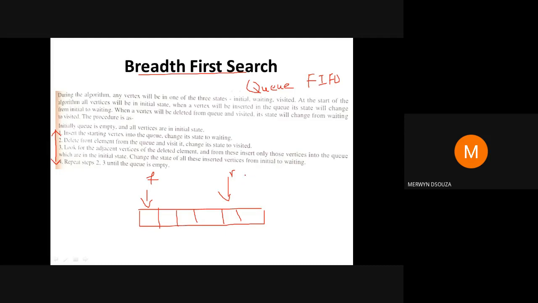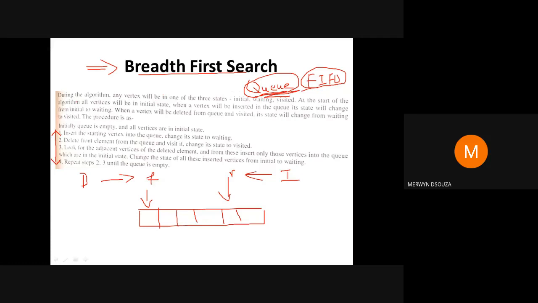Insertions would take place at the rear, and deletions would take place at the front. Whichever element came in first was the first element out. This was your queue data structure. So we are using this queue data structure while implementing breadth first search.